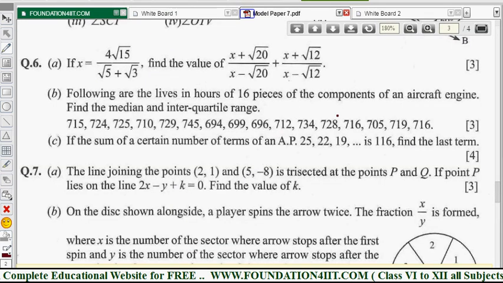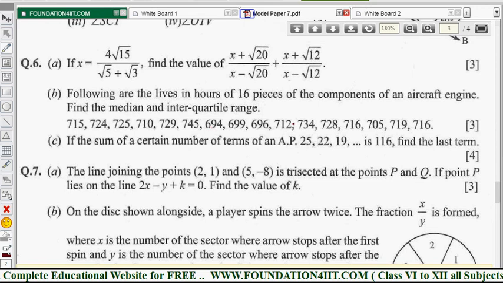Second one is here. Following are the lives in hours of 16 pieces of the components of an aircraft engine. Find the median and interquartile range. So some data is given. For this we should find the median and interquartile range. This is raw data, not arranged in a table. So when raw data is given, we should first put it in ascending order. Arranging the given data in ascending order, then you can find the median and interquartile range.